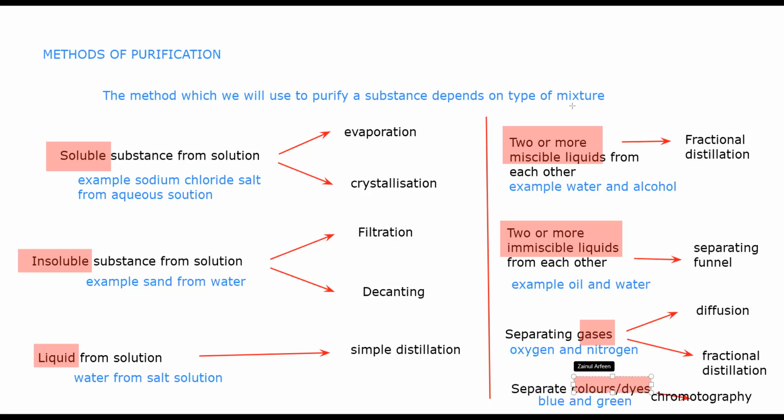If you want to separate two or more immiscible liquids which do not mix with each other, we'll use the separating funnel. And if you want to separate gases from each other, we can use either diffusion or fractional distillation. And if you want to separate the colors from each other, we will use chromatography. Now, we'll discuss each technique.